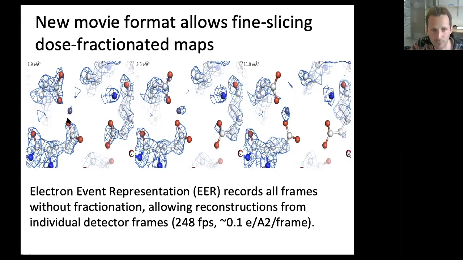For example, we know that aspartic groups get blown away. So they're present at very early stages of exposure, but then they get blown away from the protein due to radiation damage at the later stages.